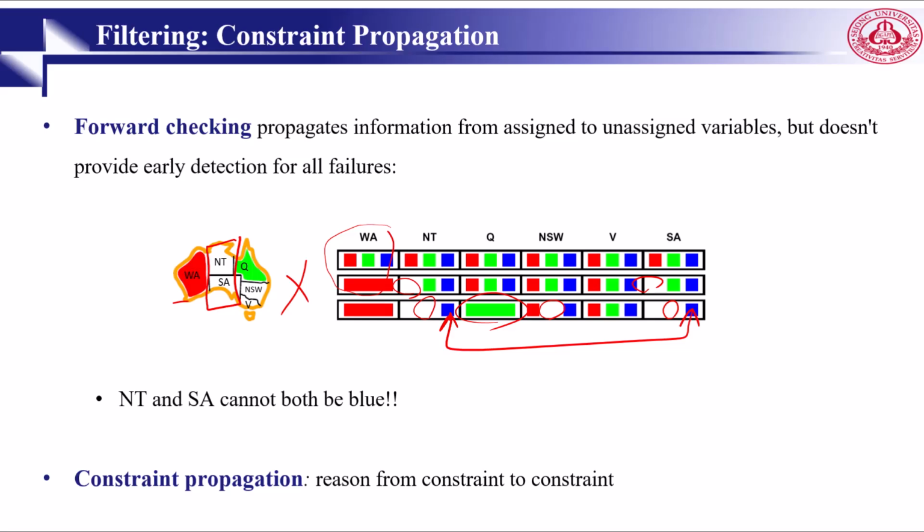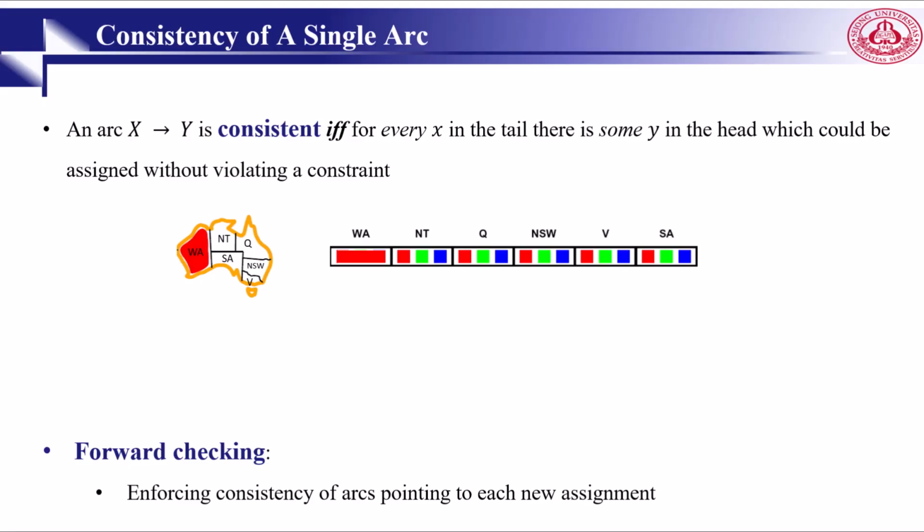The solution is constraint propagation, as another type of filtering. To understand constraint propagation, we need to learn the consistency of a single arc. In our graph, the nodes are the variables, as I explained, and arcs are the constraints. We define consistency of a single arc as: if there is a direct link from X to Y, for each value in X there must be at least one value in Y that does not violate the constraints. So you can see here, once we do forward checking, then we go for backward checking, right?